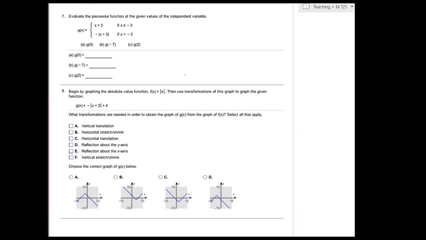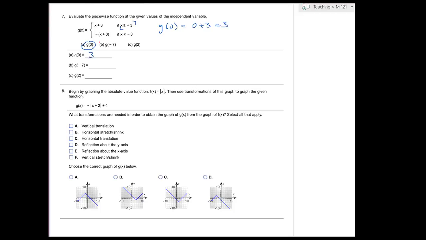Evaluate the piecewise function at the given values of the independent variable. So g of x is equal to x plus 3 if x is greater than or equal to negative 3, and negative x plus 3 if x is less than negative 3. And we're going to look at g of 0, g of negative 7, and g of 2. So let's start with g of 0. 0 is greater than or equal to negative 3. So g of 0 is equal to 0 plus 3, which is 3.